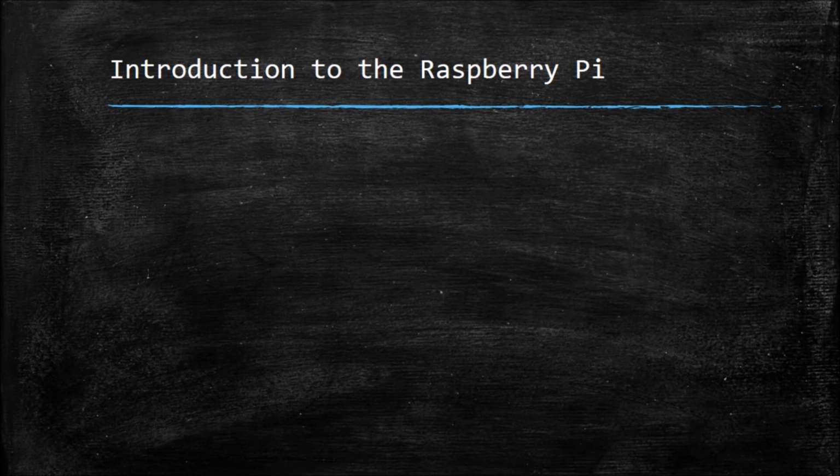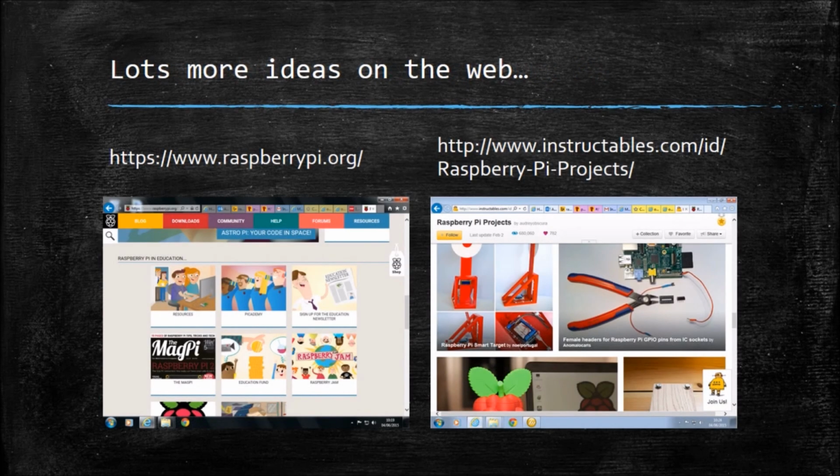So that's our introduction to the Raspberry Pi. If you'd like to know more about setting one up, take a look at our Setting Up a Raspberry Pi video. Or if you're looking for ideas about what kinds of exciting projects you can introduce with your students, have a look on the web. There's so many suggestions on raspberrypi.org or instructables.com.